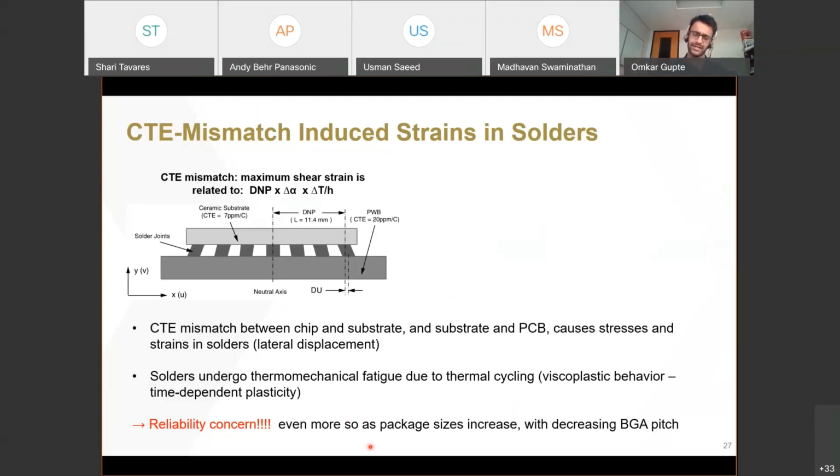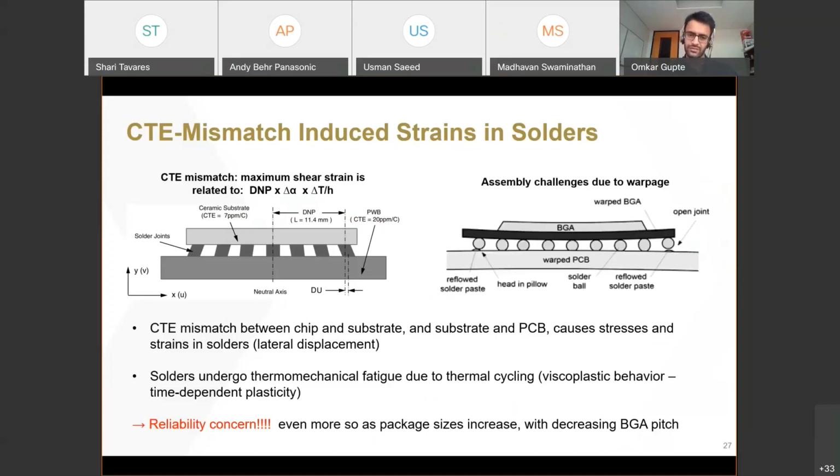And as package sizes are increasing, they go up and the pitch goes down. It is even more of a concern because, as I said, it depends on the length of the package as well. So the farther the solder joint is, the more strain is generated. So that's the CTE related stresses and strains.